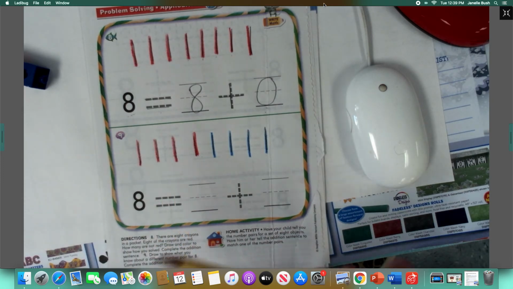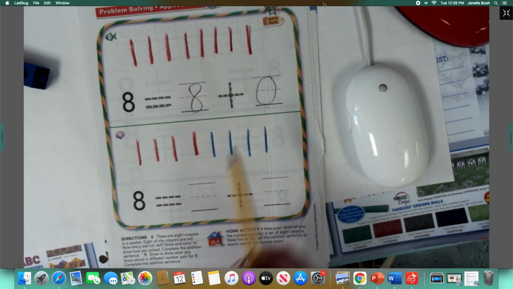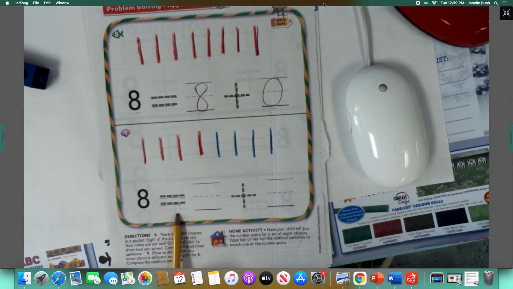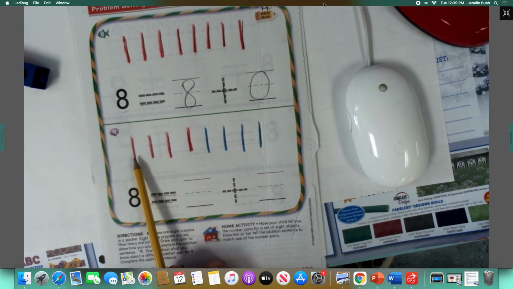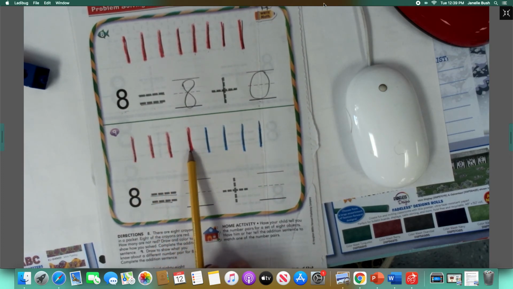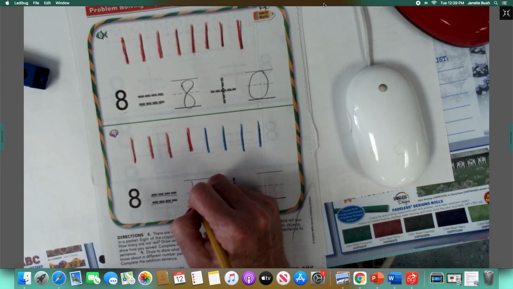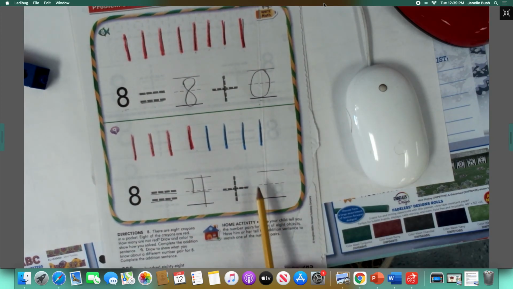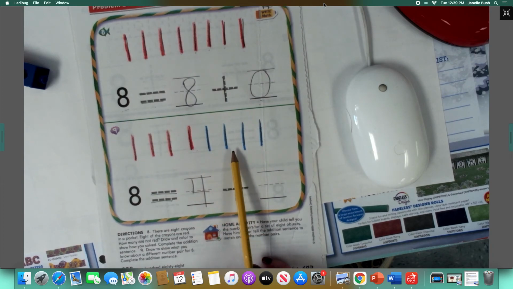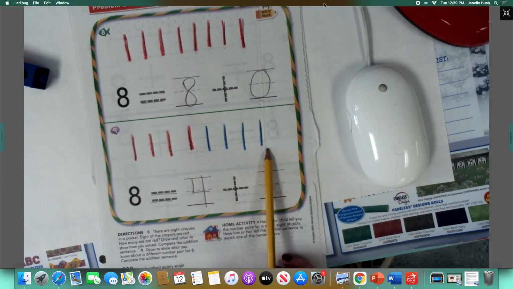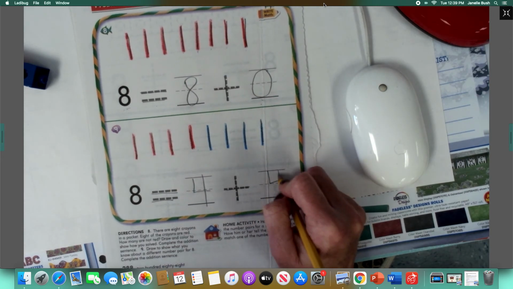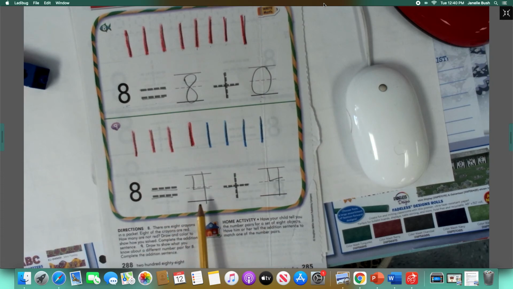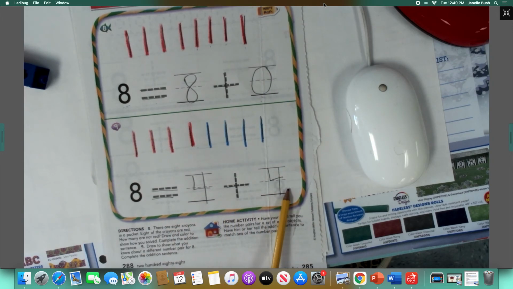Okay, so let's go back and answer our addition problem and see if you are correct. So in this first box, first we're going to trace the equals. 8 equals, how many red do we have? Ready? 1, 2, 3, 4. So in the first blank, you should have written the number 4. Now trace your plus. Now, how many are blue? 1, 2, 3, 4 are blue. So you're going to write a 4. So your answer would be 8 equals 4 plus 4.